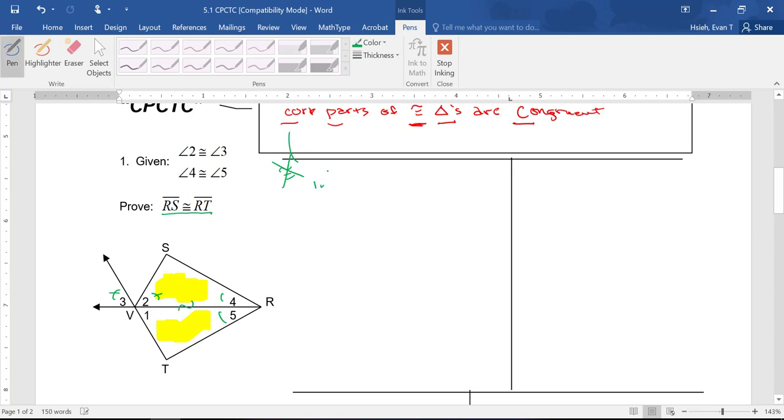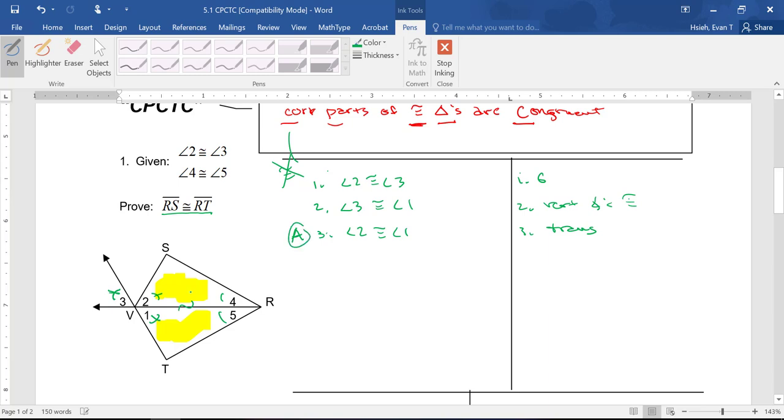And what you're going to do is you're going to do something like this. Angle 2 is congruent to angle 3, given. And you know that these are congruent because they are vertical. So angle 3 is congruent to angle 1 because vertical angles are congruent. And then now I can say that angle 2 is congruent to angle 1 by transitive property.